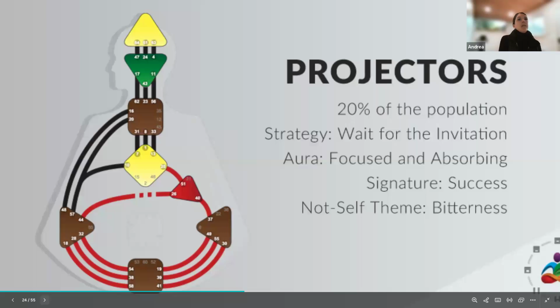So again, what I just covered is strategy, wait for the invitation. Signature: when they are in alignment, when they're waiting for those invitations, the right opportunity to go to an event, to speak at a talk or webinar or something, or to take a position with a company, then they'll feel success. But if they don't wait for that, if they try to force their outlook, their opinions, force themselves into something where they haven't been invited, they'll feel bitter. That's usually the not-self theme.